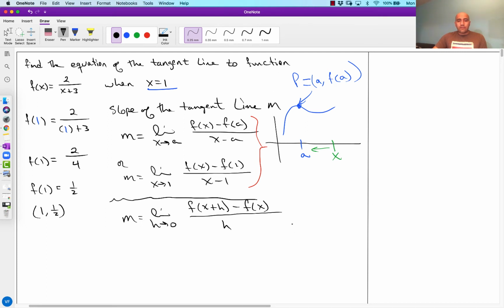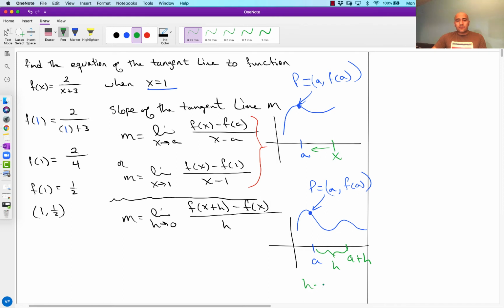So we have some sort of function, and then we have some value a. We're interested in the tangent line at that point. That's still going to be the point a comma f of a. That doesn't change, and it's also p. But then the new point, instead of calling it x, we're going to call it a plus h, where the gap between the two is h, and so h is going to go towards 0. That's what moves.